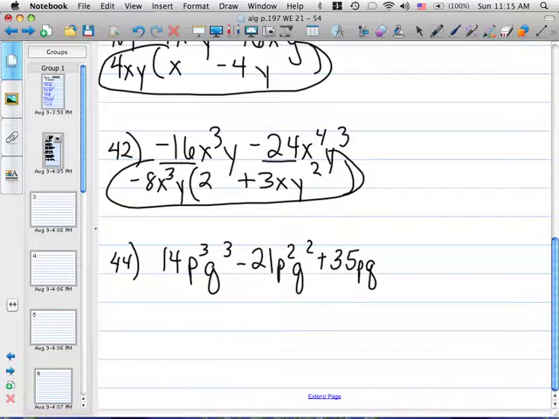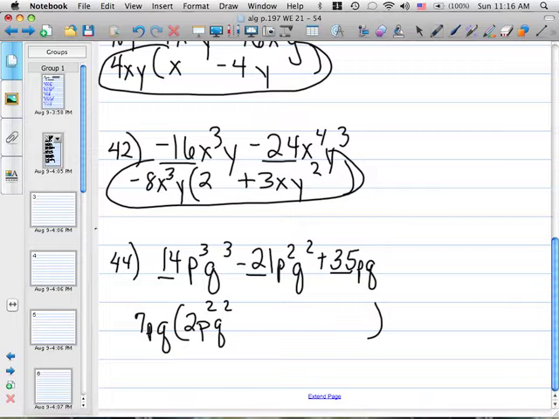42, negative 16x cubed y minus 24x to the fourth y cubed. Greatest common factor of a negative 16 and a negative 24, take out the negative sign because it's shared, would be a negative 8. And they both have x's, so it'd be x cubed is the smallest, and they both have y's. Well, y to the first would be the smallest exponent.